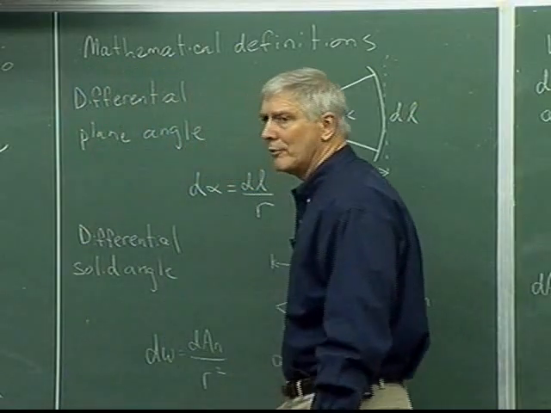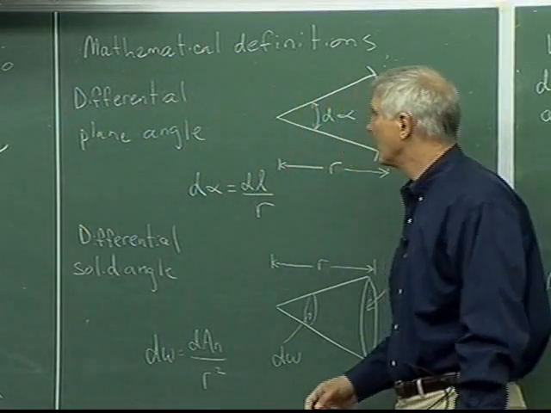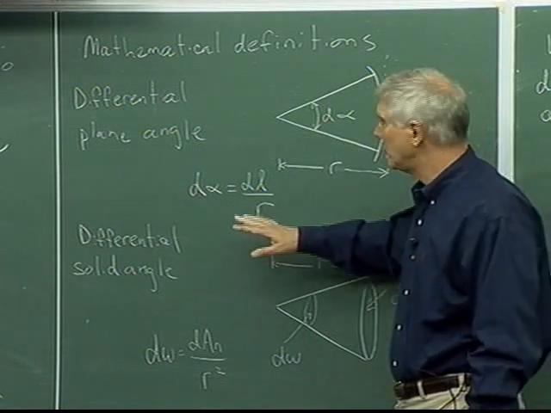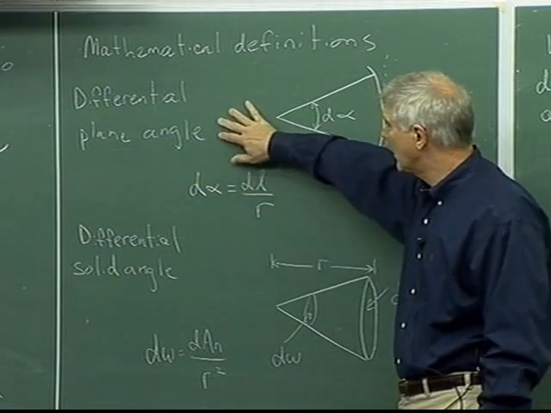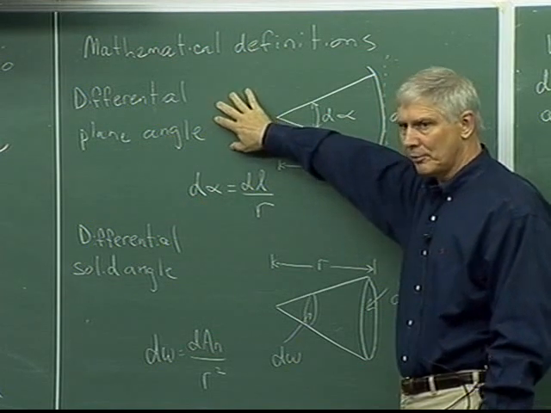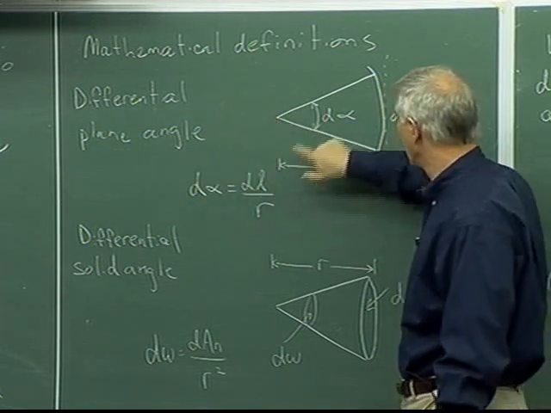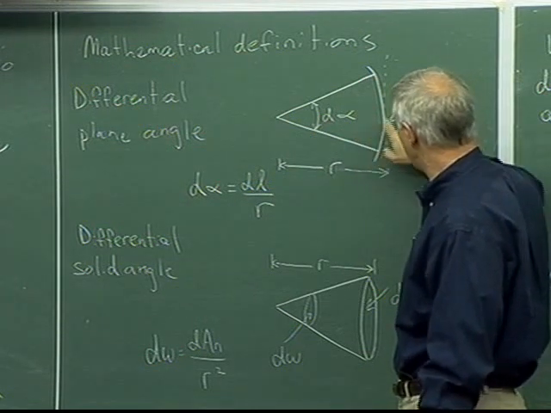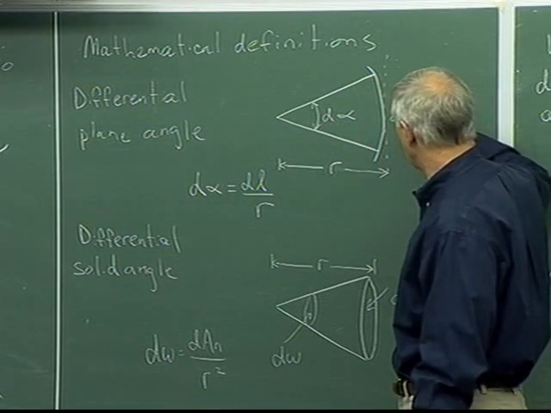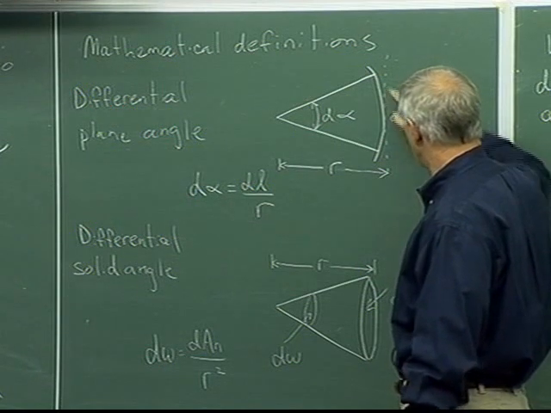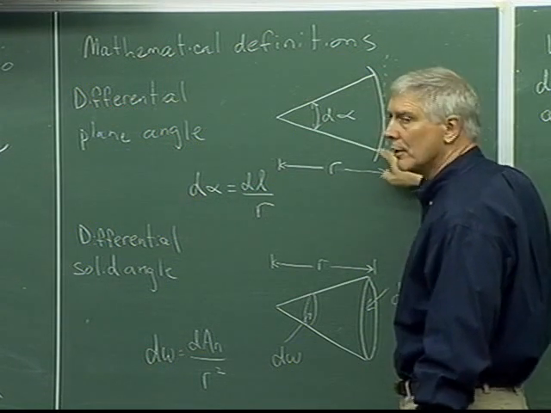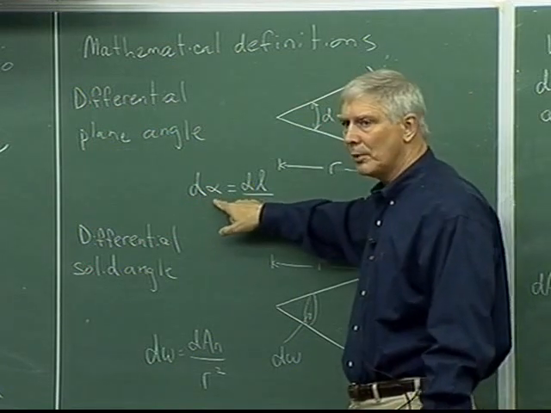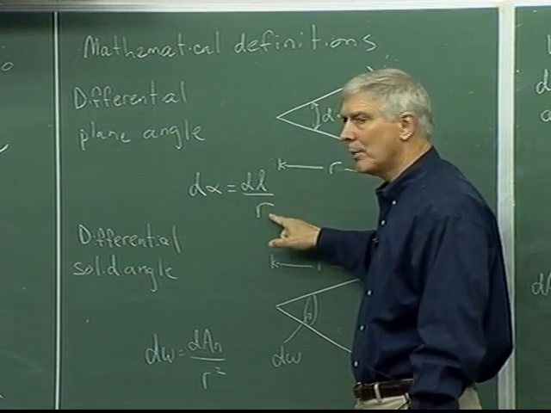I need to talk about a few mathematical definitions before we go on. First of all, remember from calculus in plane geometry, we have what's called a plane or differential plane angle. This would be like you were drawing on a piece of paper. Our differential angle, d alpha, is defined as the ratio of this arc length dl divided by the radius. So d alpha, our differential plane angle, equals dl divided by r.